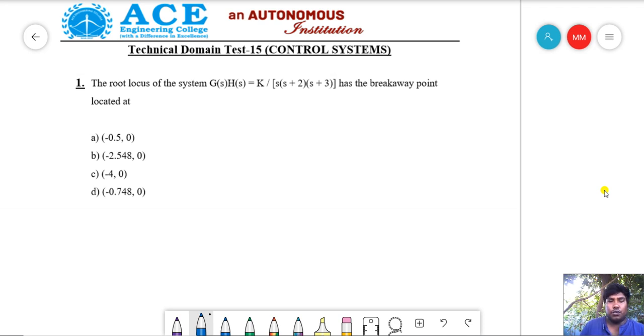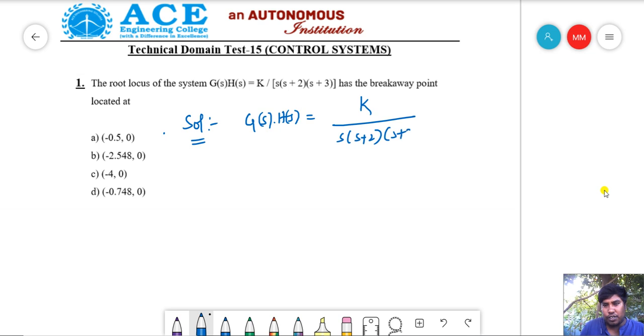Here the control system transfer function is given. Through root locus we need to find out the breakaway point. Let us see the solution here. Solution. Given that the transfer function G(s)H(s) is equal to K divided by s(s+2)(s+3).